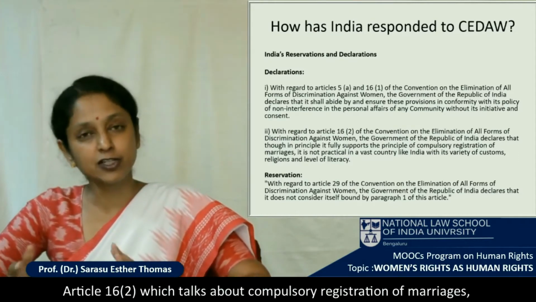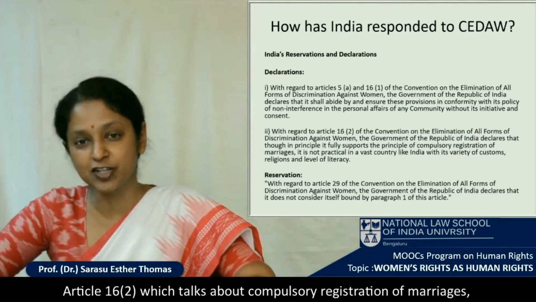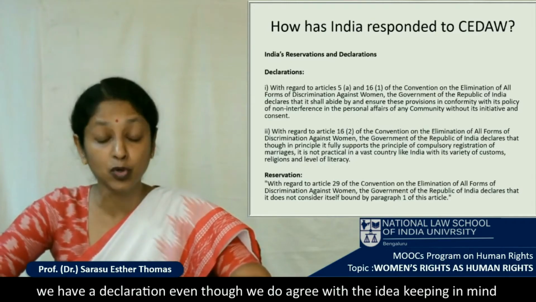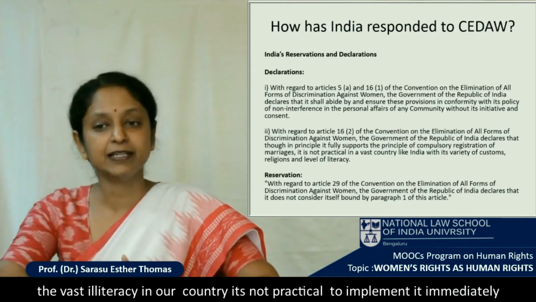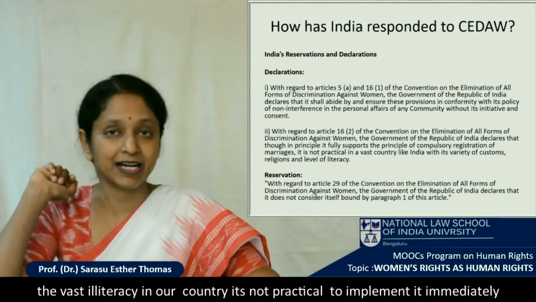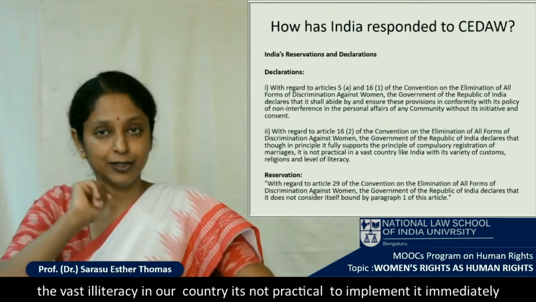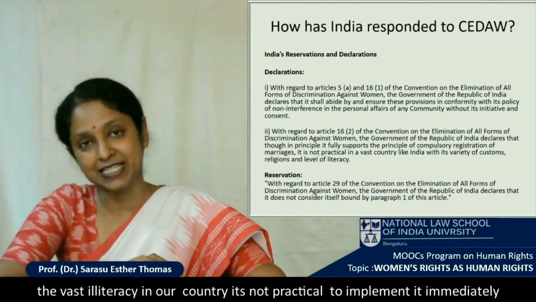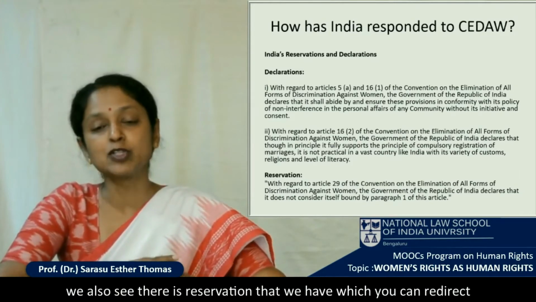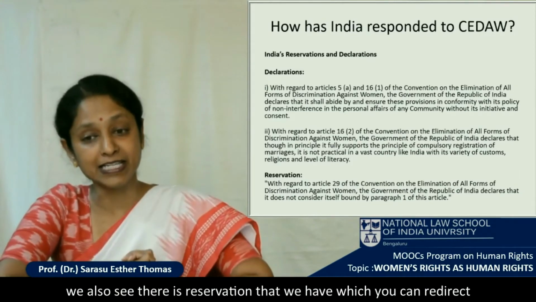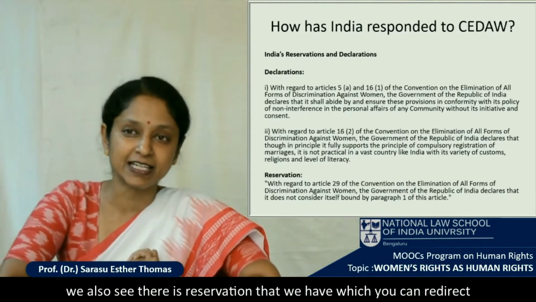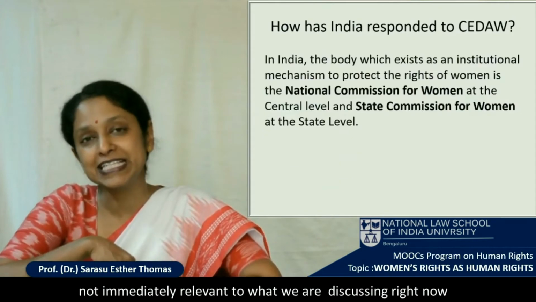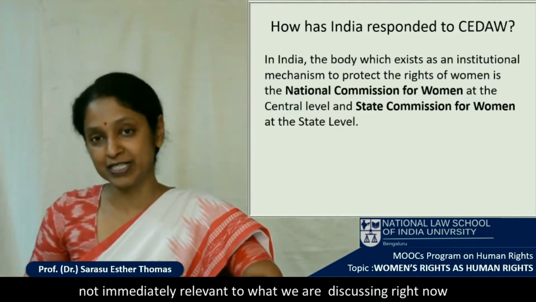With Article 16.2, which talks about compulsory registration of marriage, we have a declaration that though we do agree with the idea, keeping in mind the vast illiteracy in our country, it's not practical to implement it immediately. We also see that there is a reservation that we have, which we can read, and it's not immediately relevant to what we are discussing right now.